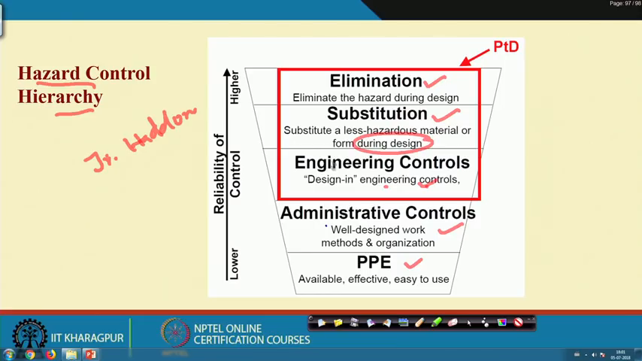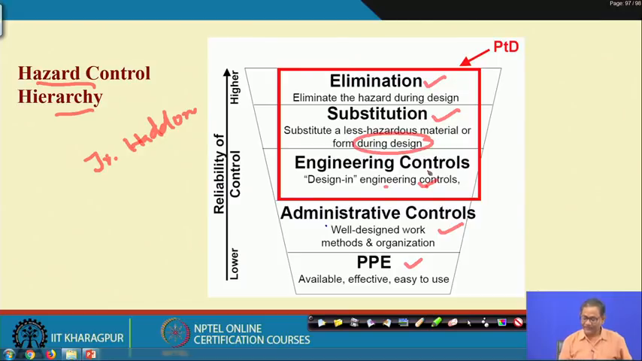Overpressure will not occur provided some mechanisms are put in place. As you have seen already, a pressure gauge is there, an alarm is there, a relief valve is there. They are there for what purpose? To avoid the overpressure condition. So, these are all engineering controls. Elimination, substitution and engineering control we will discuss in detail later, when we discuss safety function deployment. But for the time being, understand that these three are considered PTD, prevention through design.